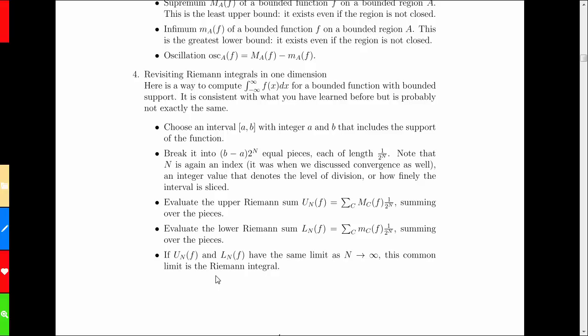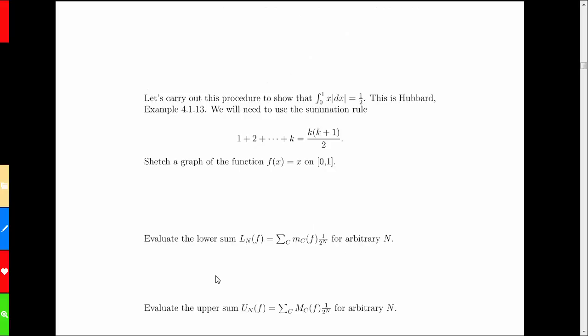Now, most of the time, as n approaches infinity, U sub n and L sub n will approach the same limit. If they do, then we say the function is Riemann integrable, and you can take the limit of either of them, because both limits are the same. That's the Riemann integral of the function over the chosen region. Let's look at this technique in action.